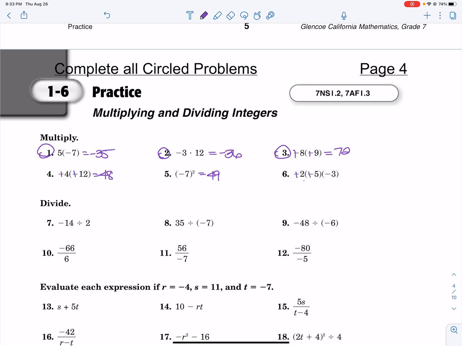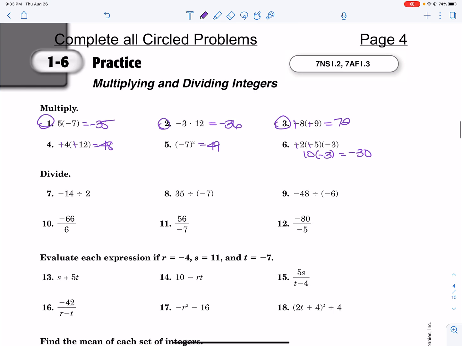-2 times -5 gives me 10 times -3, which is -30. I'm going to then divide in the next set. So this is -14 over 2, which gives me -7. 35 divided by -7 is -5. -48 divided by -6 gives me a positive 8 because the two negatives become a positive.